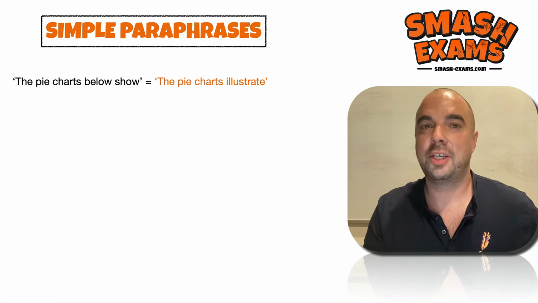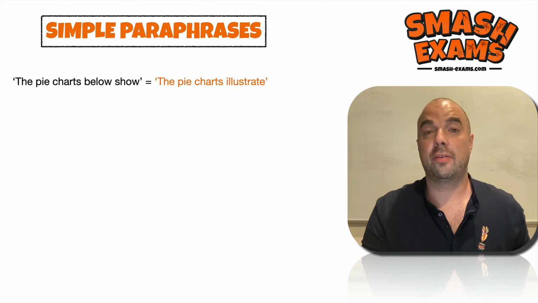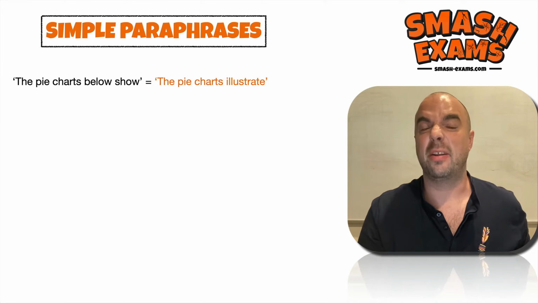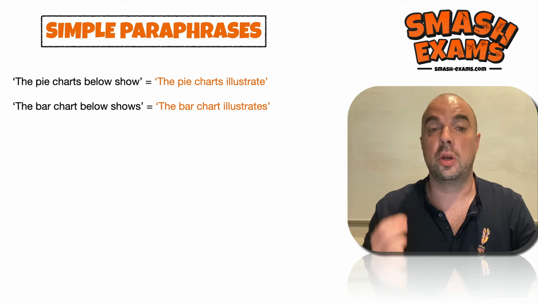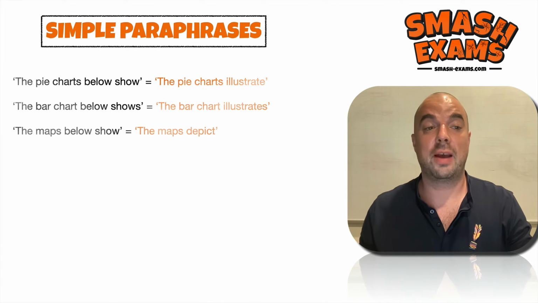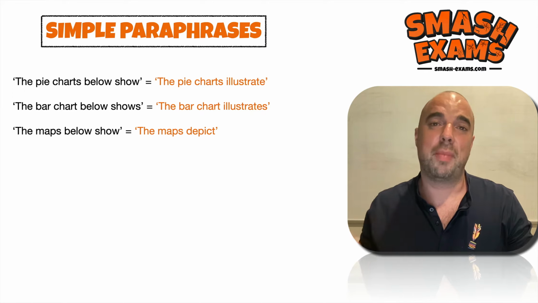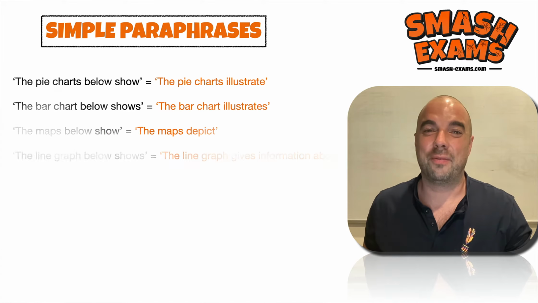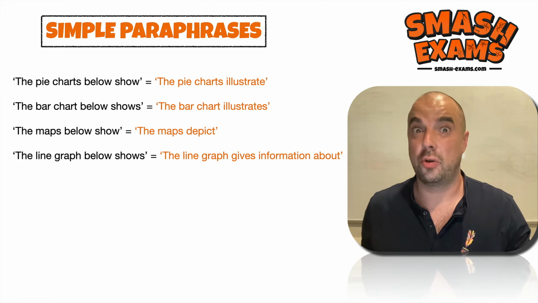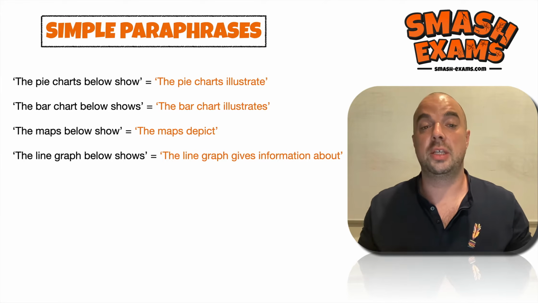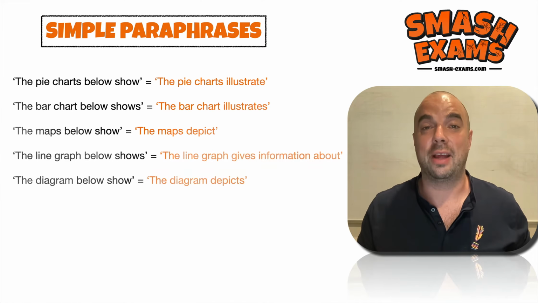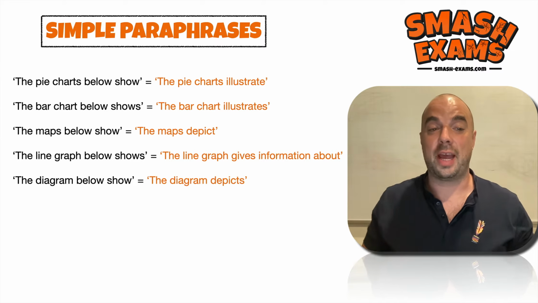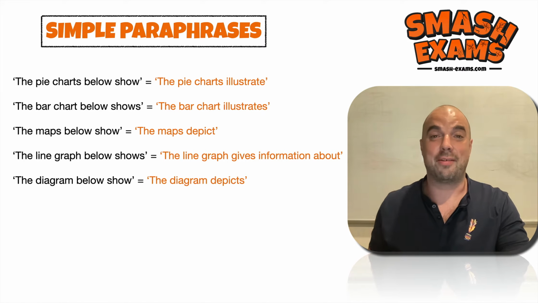So the first one, the pie chart below shows. If the description says that, you should change it to the pie chart illustrates. You'll see a little pattern forming here. If you have something like the bar chart below shows, you change it to the bar chart illustrates. If you have the maps below show, you could say the maps depict. If you have something like the line graph below shows, the question is always like this, so you change it to the line graph gives information about. These should be the first words that you write in your IELTS Academic Task 1 introduction. The diagram below shows. You could say the diagram depicts.